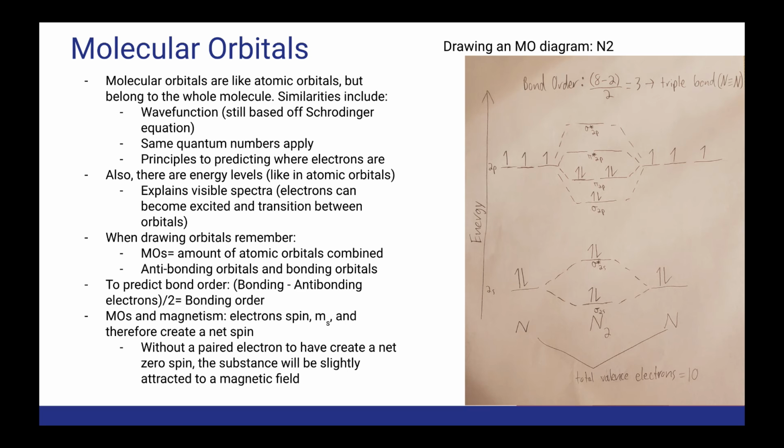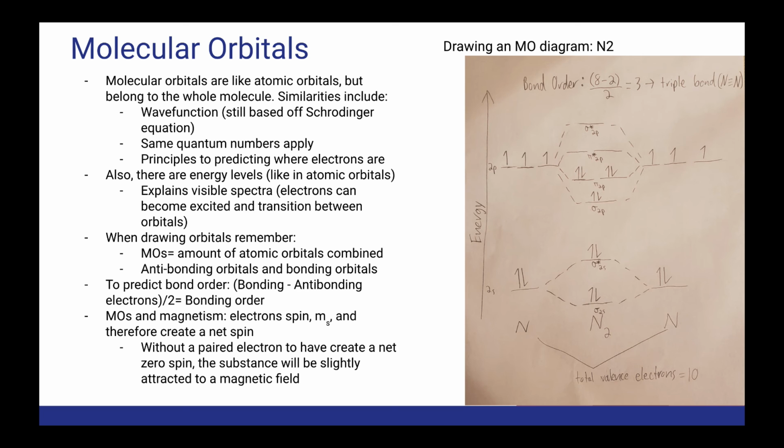This makes up the visible spectra of the MOs. And when drawing orbitals or MOs, remember that the number of MOs is equal to the number of atomic orbitals combined, and that there are two types of orbitals, antibonding and bonding orbitals. Bonding orbitals are lower in energy than antibonding orbitals, so they're going to fill up first. Another advantage of molecular orbitals is that we can use them to predict bond order. By taking the total of the bonding electrons and the antibonding electrons, we can subtract the antibonding electrons from the bonding electrons, divide that by 2, and this gives us the bond order of the atoms in the molecule. And the MOs can also be used to explain magnetism.